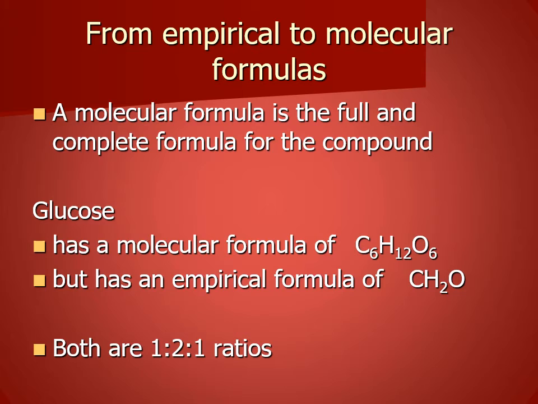Now, what is the empirical formula? Well, notice 6-12-6 reduces down to a 1-to-2-to-1 ratio, and the empirical formula of glucose is a 1-to-2-to-1. So experimentally we would discover this, but we have to figure out a way to get from this empirical back to the molecular and say, oh yeah, this is indeed glucose. Or if the empirical formula doesn't get to this, it's not glucose, it's something else.